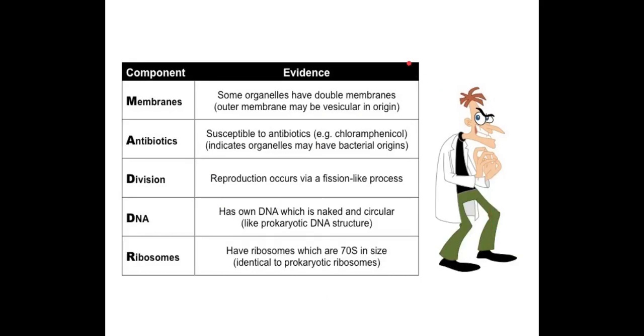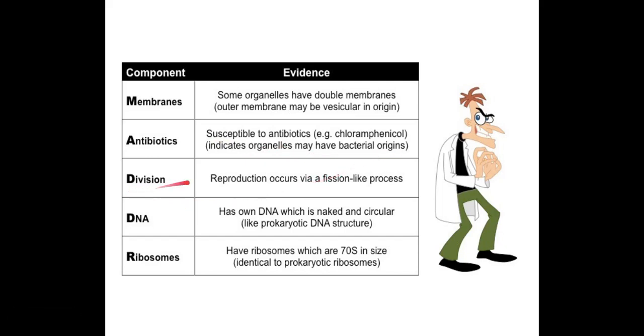And here's an abbreviation that can help you remember the evidence that suggests that chloroplasts and mitochondria are a result of endosymbiosis. You can remember it through the abbreviation MAD-Doctor. For the M, membranes: some organelles have double membranes, and the outer membrane may be vesicular in origin. The A is antibiotics. Certain organelles like mitochondria and chloroplasts are susceptible to antibiotics. This indicates that the organelles may have bacterial origins.